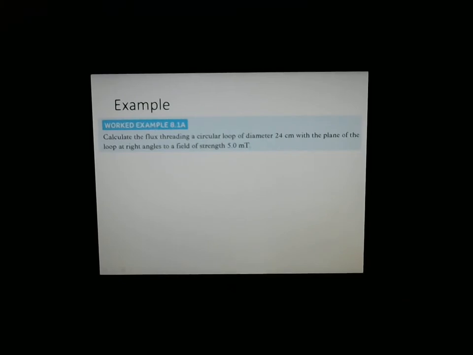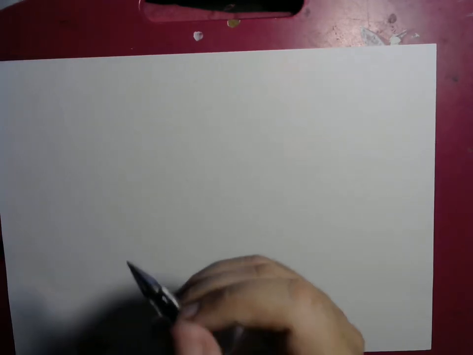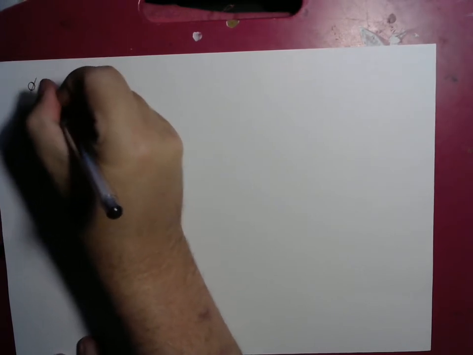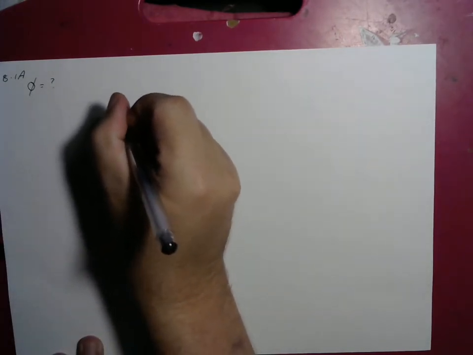Okay, so let's have a look at a couple of examples. Our first example here: calculate the flux threading a circular loop of diameter 24 centimeters, with the plane of the loop at right angles to a field strength of 5.0 millitesla. So we need to calculate, let me just load it up on my other screen. We're calculating flux. This was 8.1a.